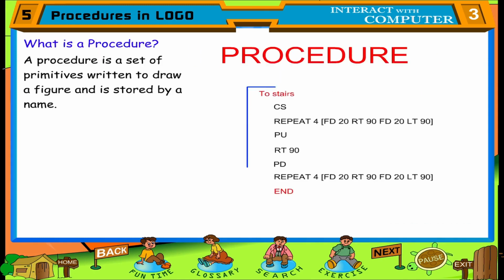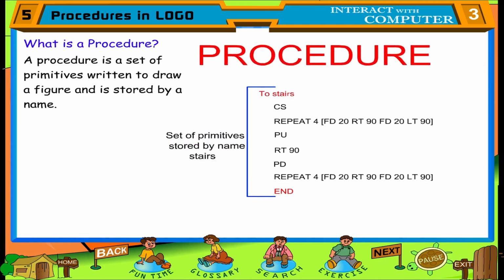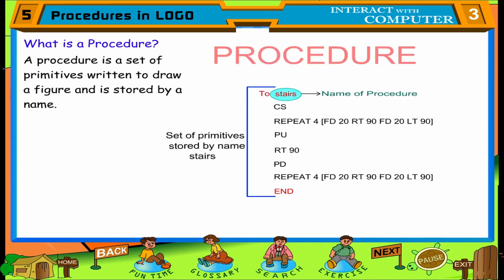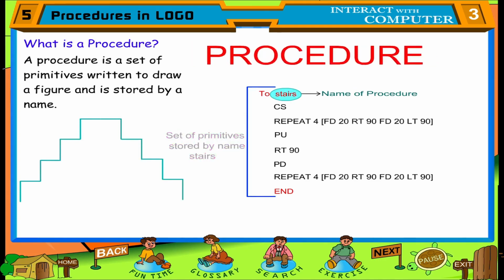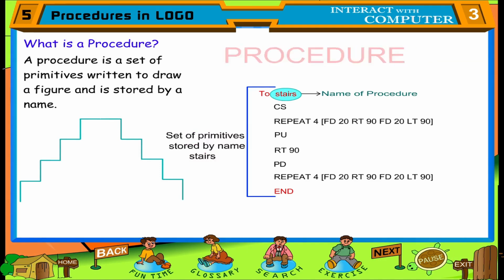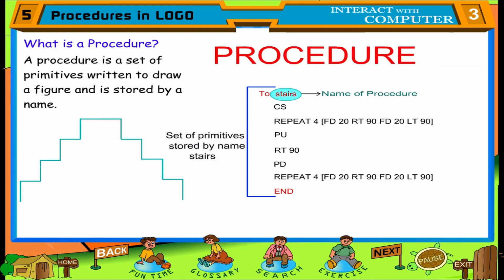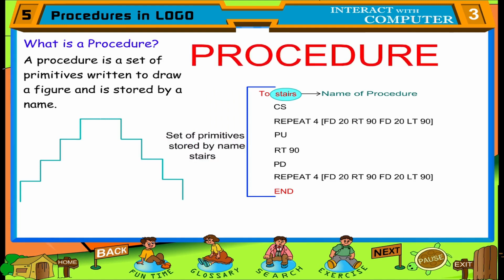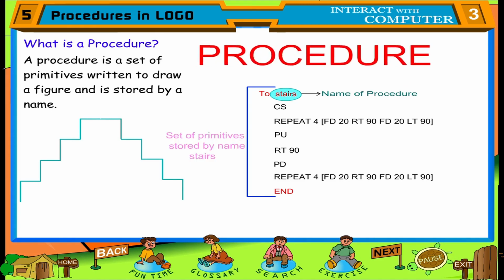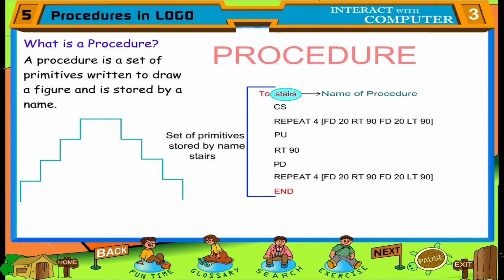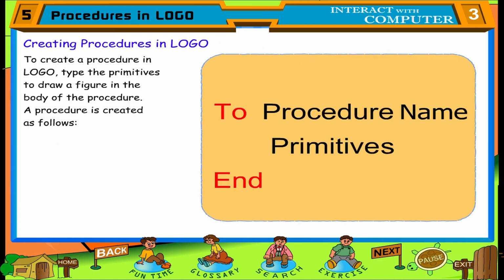What is a procedure? A procedure is a set of primitives written to draw a figure and is stored by a name. TO STAIRS, CS, REPEAT 2 [FD 20, RT 90, FD 20, LT 90], PU, RT 90, PD, REPEAT 2 [FD 20, RT 90, FD 20, LT 90], END. Stairs defined.